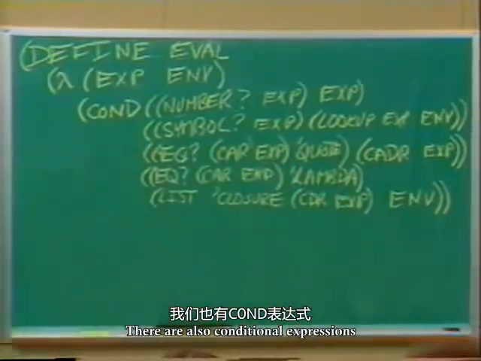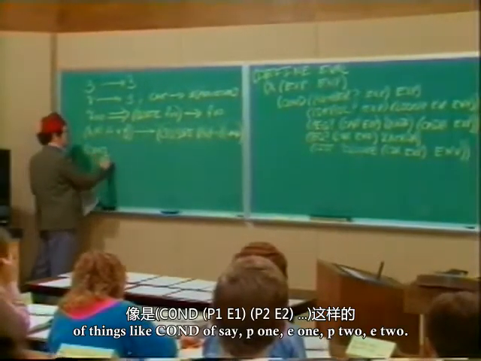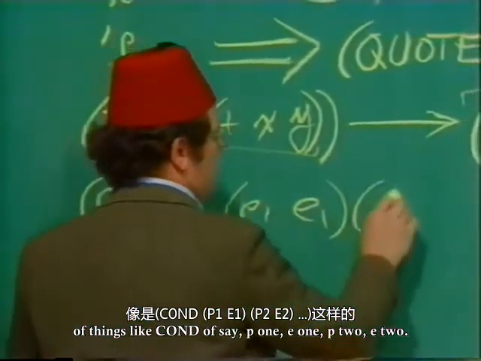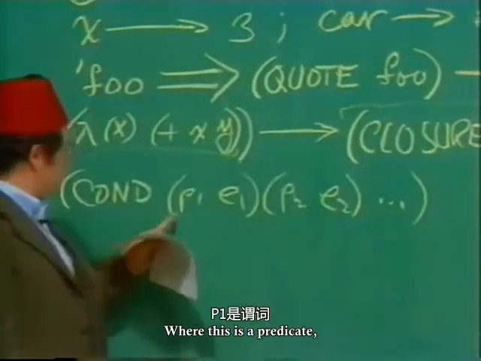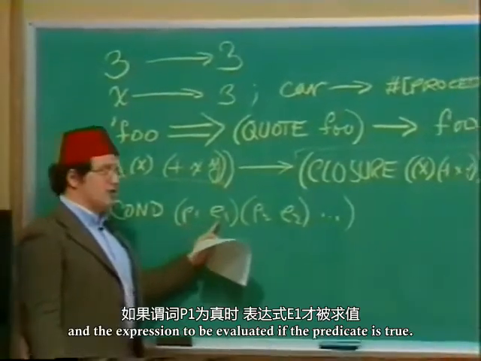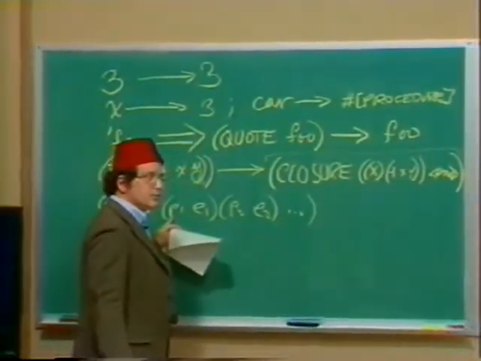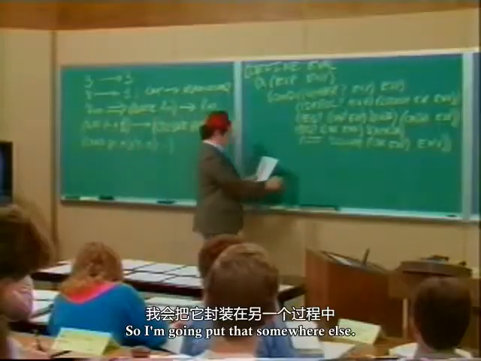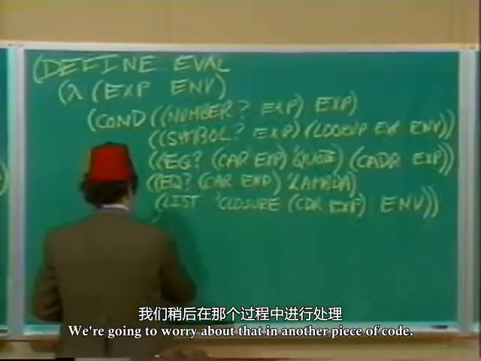There are also conditional expressions, things like cond of, say, P1, E1, P2, E2, where there's a predicate, and a predicate is a thing that's either true or false, and an expression to be evaluated if the predicate is true. A set of clauses, if you will. That's the name of such a thing. So I'm going to put that somewhere else. We're going to worry about that in another piece of code.